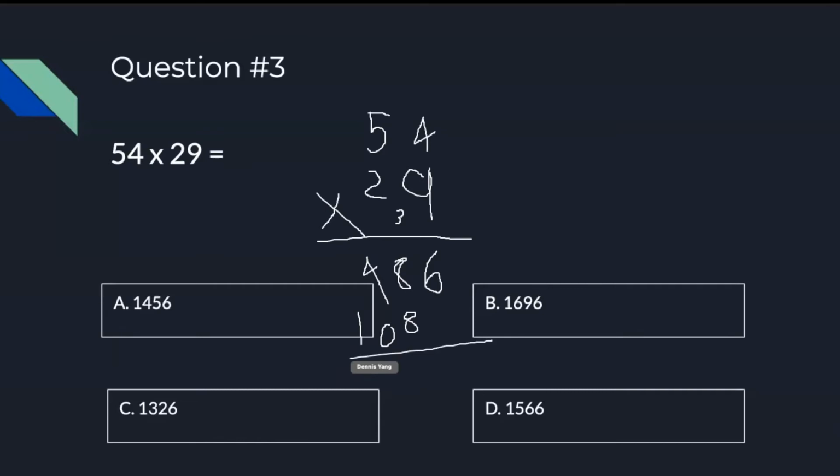Okay. Now basically we just do addition. 6 plus nothing is 6. 8 plus 8 is 16. 4 plus 1 is 5. And then finally 1 plus nothing is 1. So it's 1,566. D. Okay, very good.